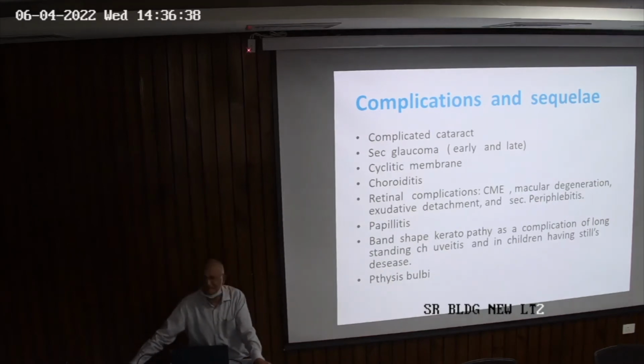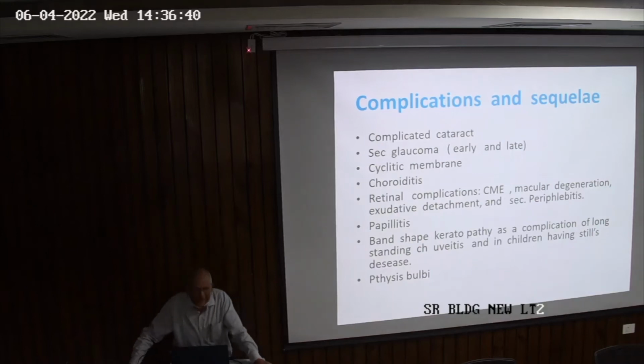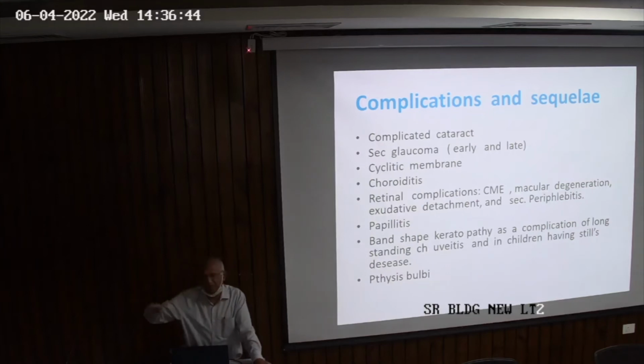Papillitis. Papillitis is a part of neuroretinitis or optic neuritis. This is inflammation of the disc, which becomes blurred, on the posterior side. That is also a complication involving the optic disc, papillitis.